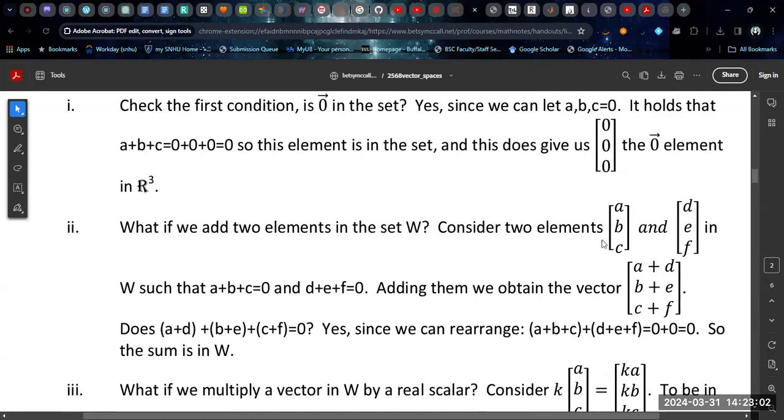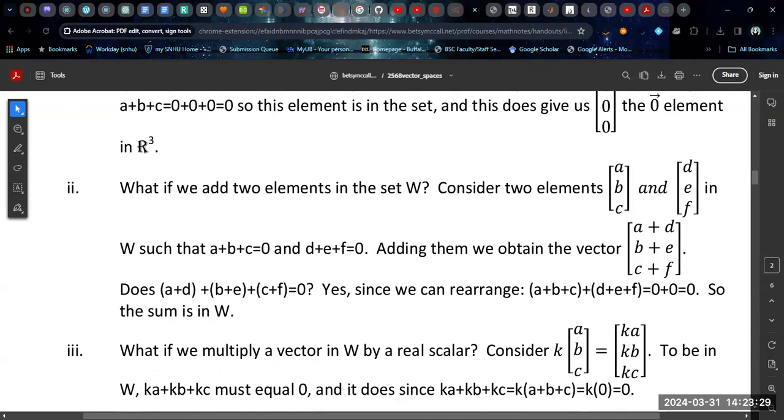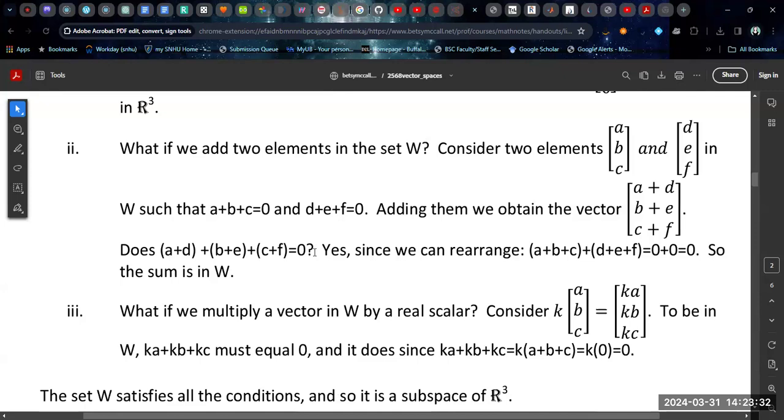What happens if I add 2 elements together that are in the space? Let's say I have ABC that's in W, and I also have DEF that's in W. The requirement here is that if I add up all of these elements together, I get 0, and therefore, if I add up all of these elements together, I also get 0. If I add these 2 vectors together, I get this vector. And if I add these 2 equations together, I get this expression. Rearranging them is equivalent to this expression.